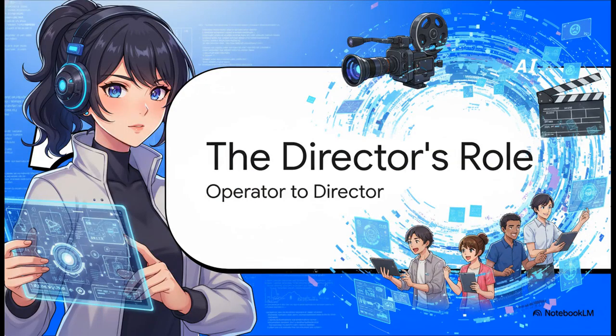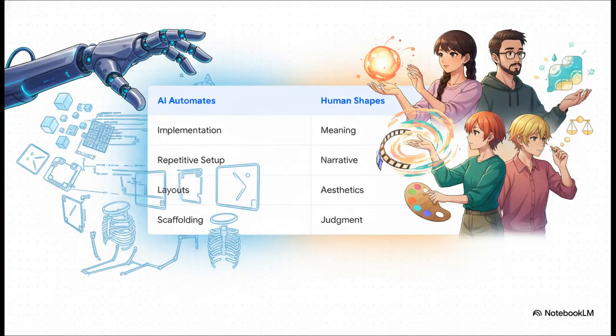Section 5. The director's new role. Whenever AI enters the chat, creatives immediately panic about being replaced. But the truth here is incredibly empowering. Just look at what AI actually automates: the implementation, the repetitive setup, generating adaptive layouts, and building the animation scaffolding. But you shape the meaning. You shape the emotion, the narrative, the aesthetics, and the creative judgment. The AI handles the tedious setup so you can handle the art.